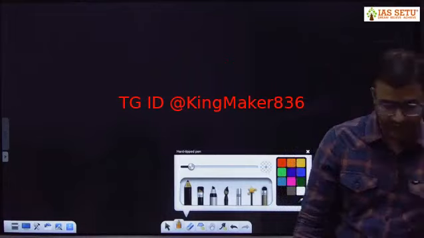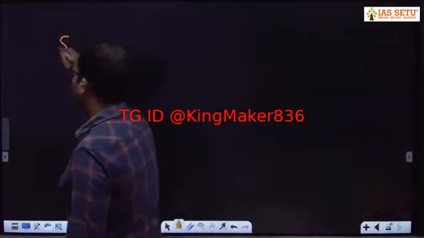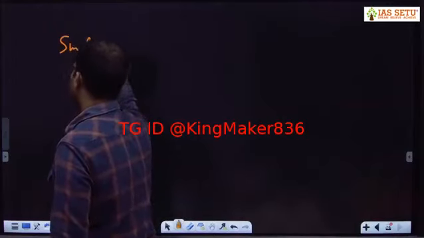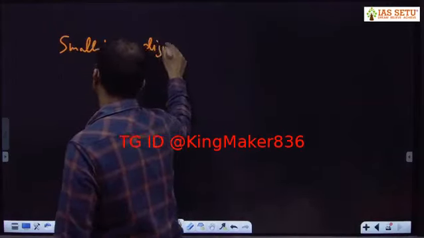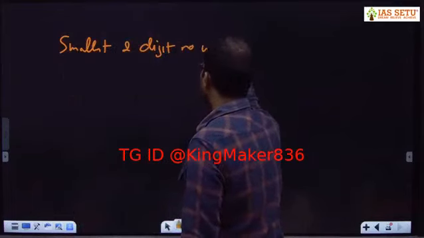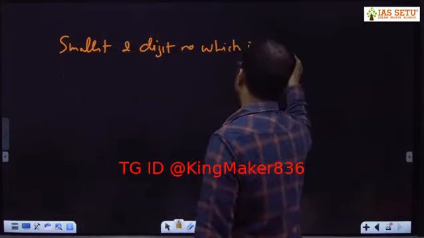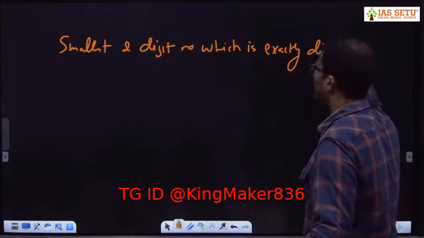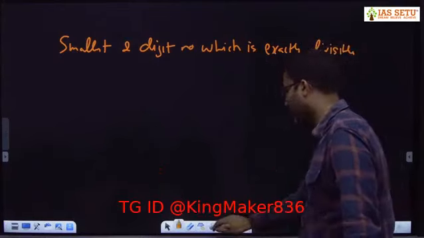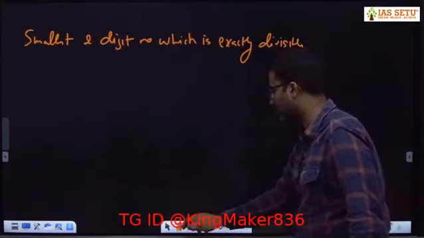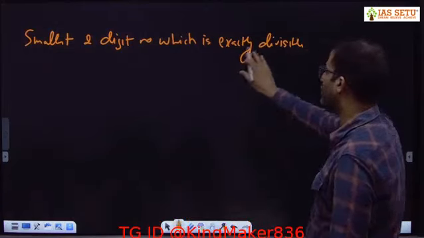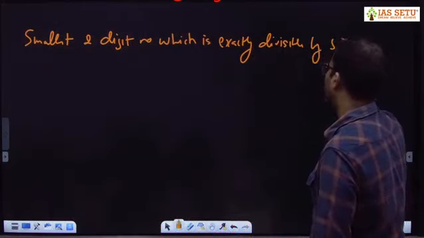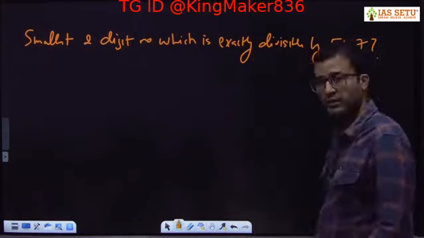Okay, next. Smallest two-digit number which is exactly divisible by 5 and 7. Be relaxed but don't cram. This is my funda: learn maths while relaxed and don't cram. Smallest two-digit number which is exactly divisible by 5 and 7. 35.